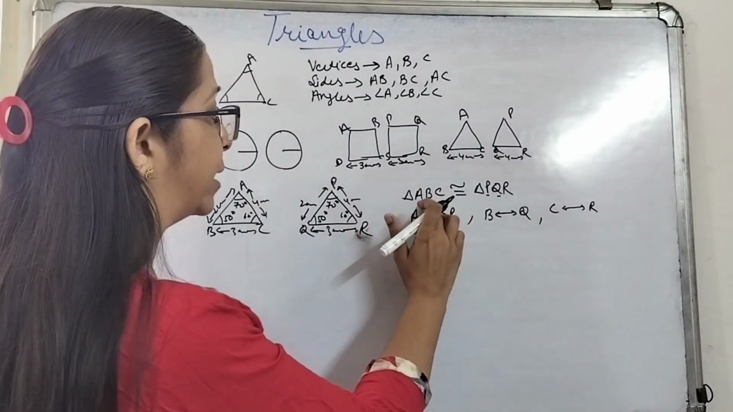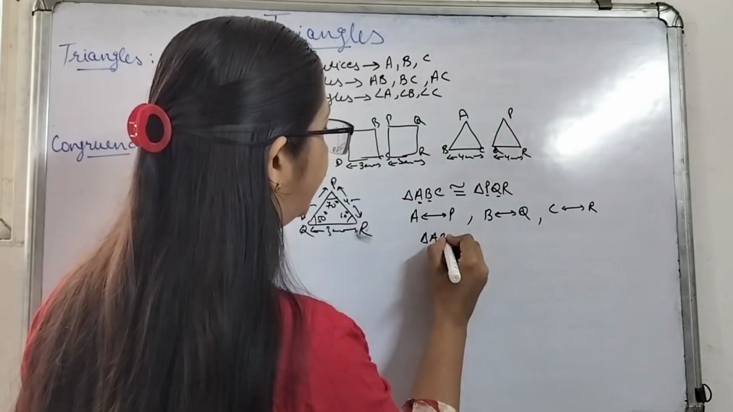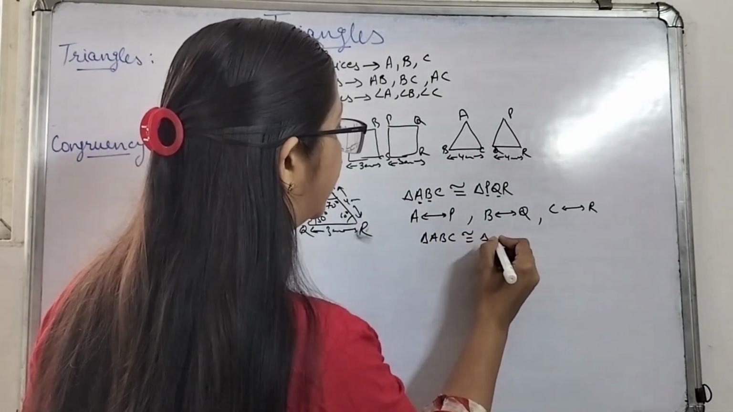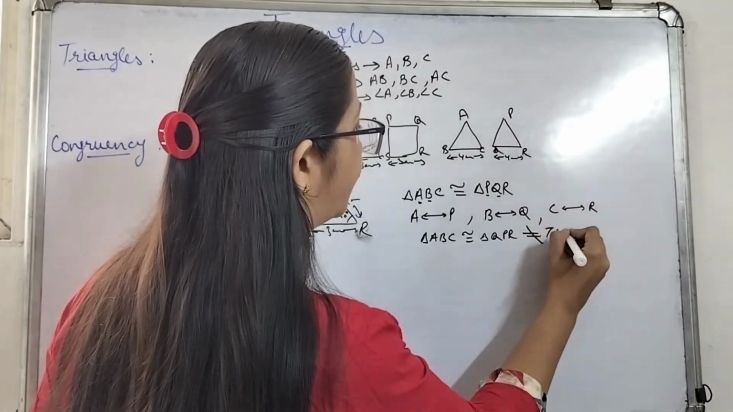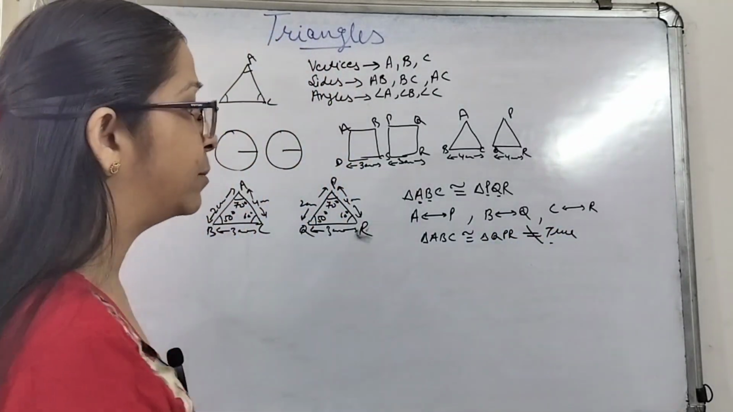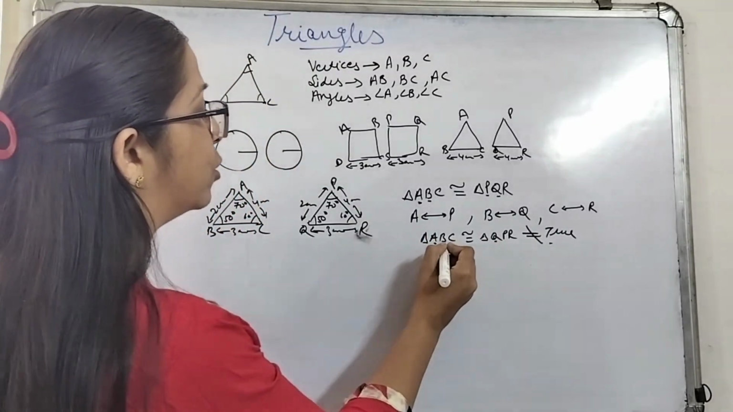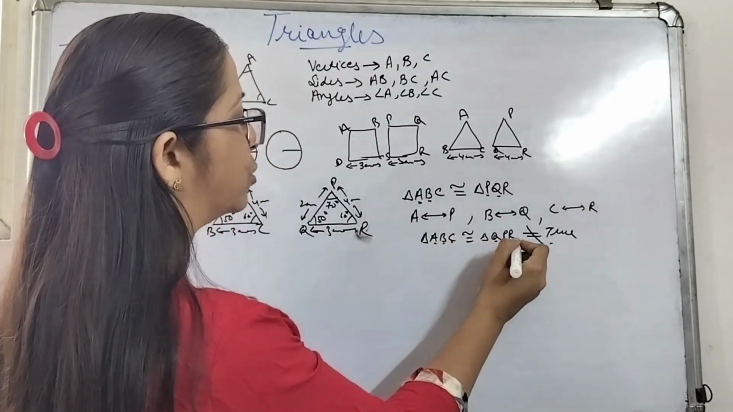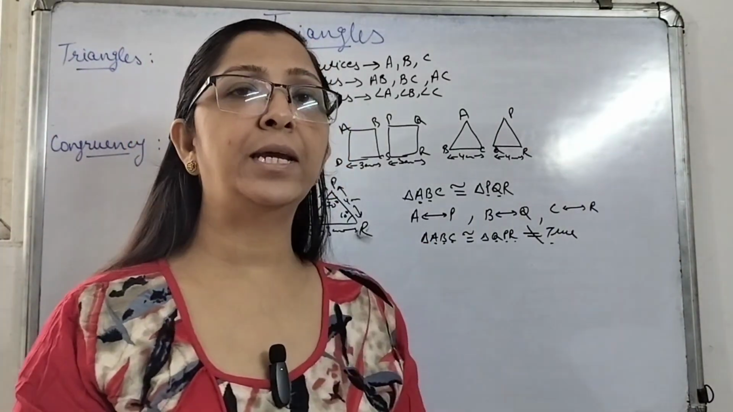If instead, suppose I say triangle ABC is congruent to triangle QPR, then it is not true. Reason being, A is not going to overlap Q, B is not going to overlap P, and C is not going to overlap R. That means the word corresponding is very important.